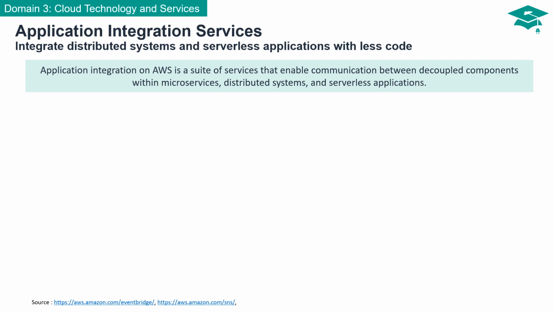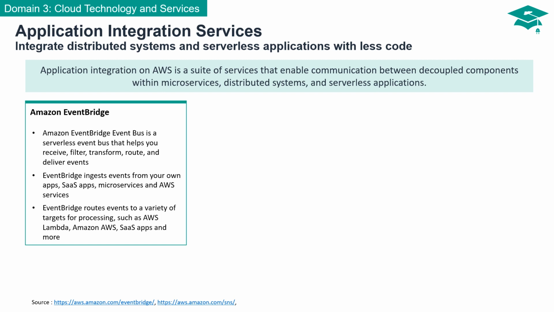Application integration on AWS is a suite of services designed to facilitate communication between decoupled components within microservices, distributed systems, and serverless applications. Our first service is Amazon EventBridge, a serverless event bus that streamlines the handling of events. It assists in receiving, filtering, transforming, routing, and delivering events. EventBridge is versatile, ingesting events from your own applications, SaaS apps, microservices, and various AWS services. It seamlessly routes events to different targets for processing, including AWS Lambda, Amazon S3, SaaS apps, and more.